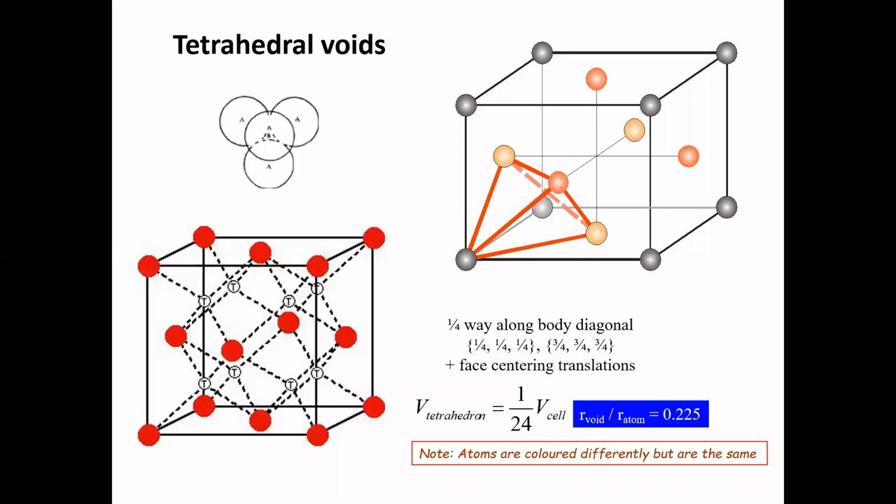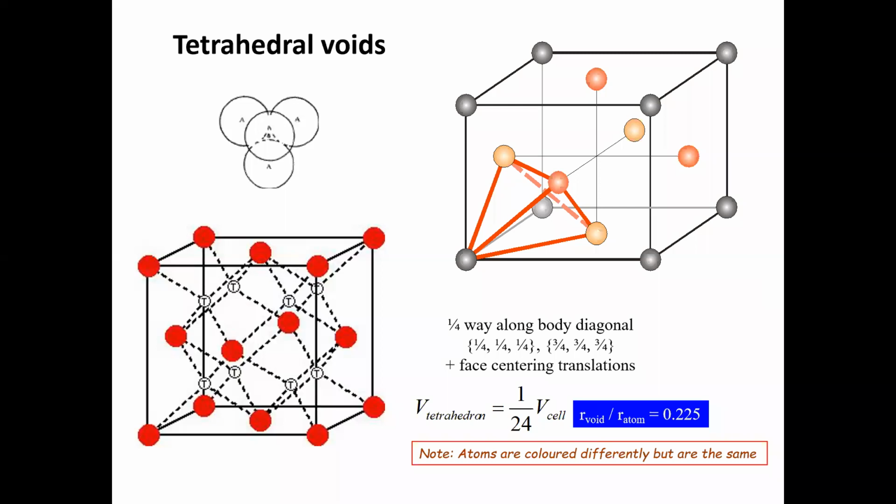So in between these four atoms, the empty space which is created is at 1/4, 1/4, 1/4 along the body diagonal, and its volume is relatively small. If you take the volume of the tetrahedron relative to the volume of the unit cell, it is only 1/24th of the size of the unit cell.